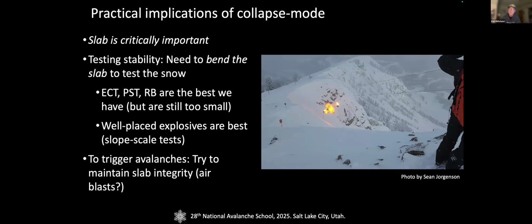So they're not perfect, but they're better than something like a shovel shear, which is measuring the wrong thing, or a compression test where you're not really bending that slab. Of course, the best is probably a well-placed explosive. And to trigger avalanches, we really want to try and maintain slab integrity. So this is one reason why air blasts work quite well for avalanche mitigation. We actually maintain that slab integrity better instead of breaking the slab all apart.